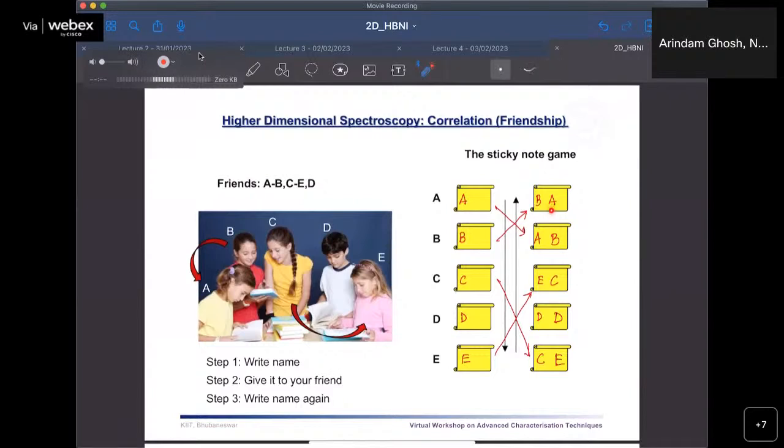But now I have collected these chits, and I said, okay, so now I can understand that B and A are friends, and that is obviously A and B. B and A, that friend. E and C are friends, so C and E. And D, oh, he has written his name twice. That means D doesn't have a friend, correct?